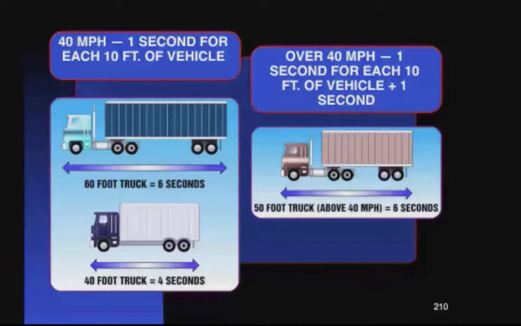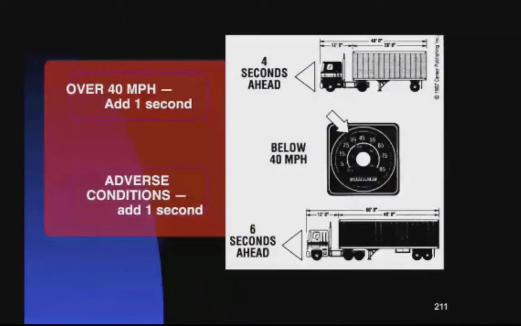Following distance, under 40 miles per hour, 1 second for each 10 feet of vehicle length. Over 40 miles an hour, 1 second for each 10 feet of vehicle length, plus 1 second. Adverse conditions, add another second.